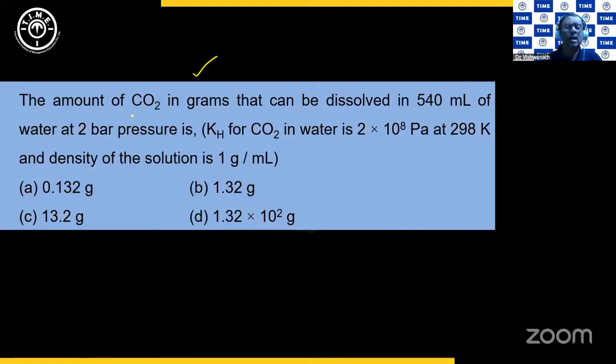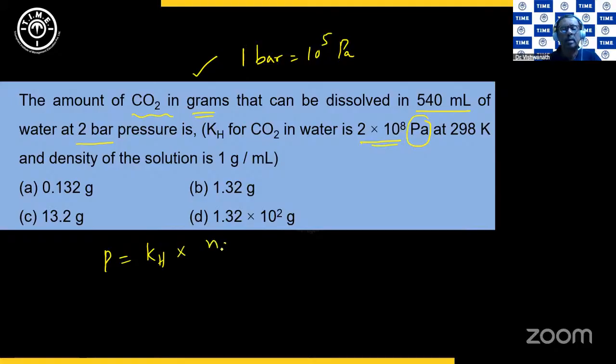The amount of carbon dioxide in grams that can be dissolved in 540 ml of water at 2 bar pressure is, KH for CO2 is given already, but that is in pascals. That we need to convert, right? You know that 1 bar equals 10 power 5 pascals. So we'll put the equation P equals KH into X. What is X? Mole fraction of CO2. So number of moles of CO2 by number of moles of CO2 plus number of moles of the solvent. What is the solvent? Solvent is water, right?